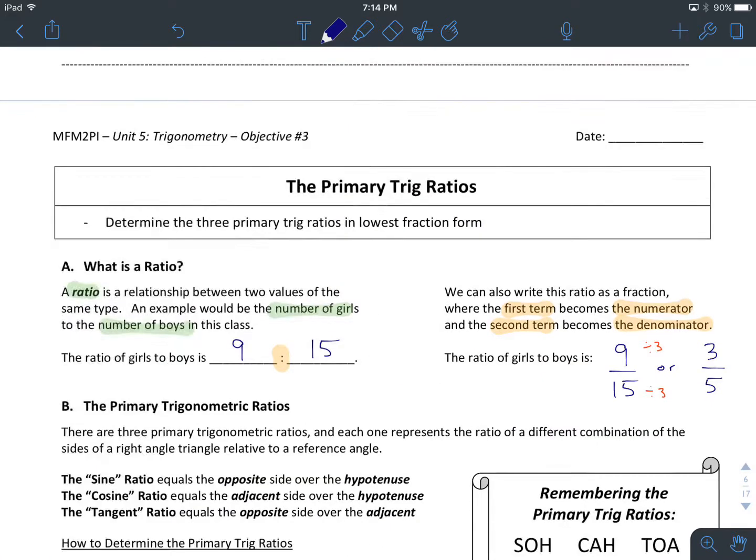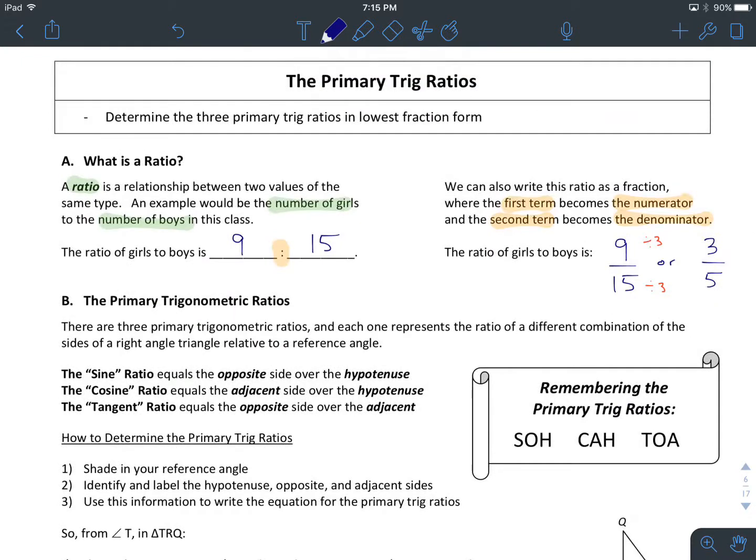So as I said, this is important because we're going to be expressing our primary trig ratios today in fraction form, and it's always important to express those fractions in their lowest form possible, which means looking at the fraction you have and then reducing it using your factor tables. Okay, so let's get back to the real meat of the lesson, which is figuring out what exactly these primary trig ratios are.